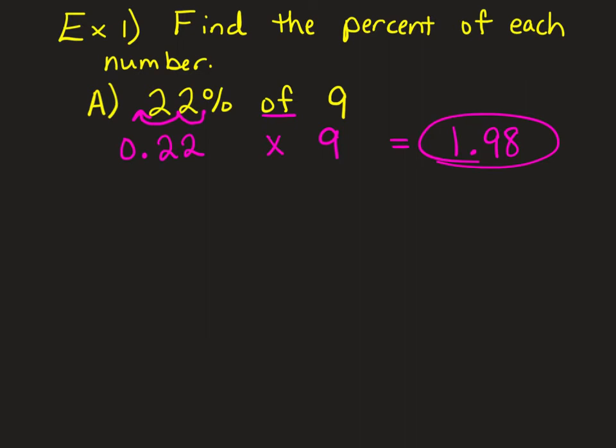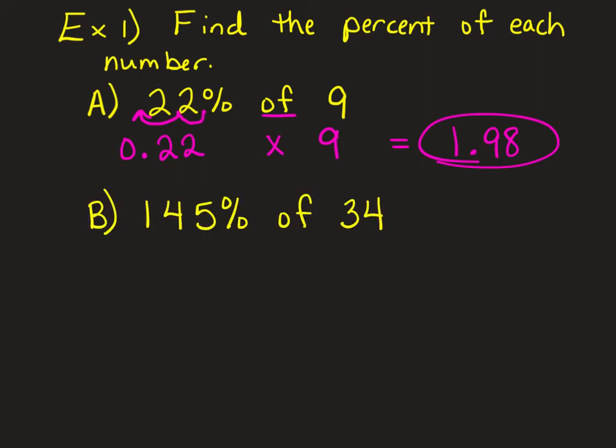And if we think about that, 22% is less than half. Less than half of 9 would be 1.98. That makes sense. It's a reasonable answer.